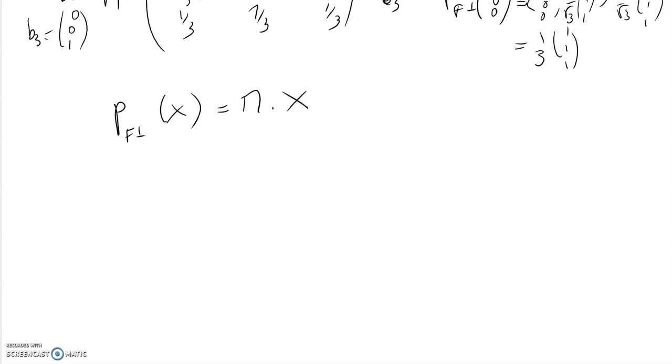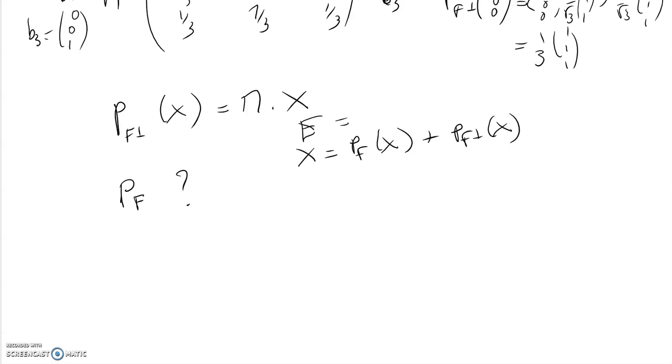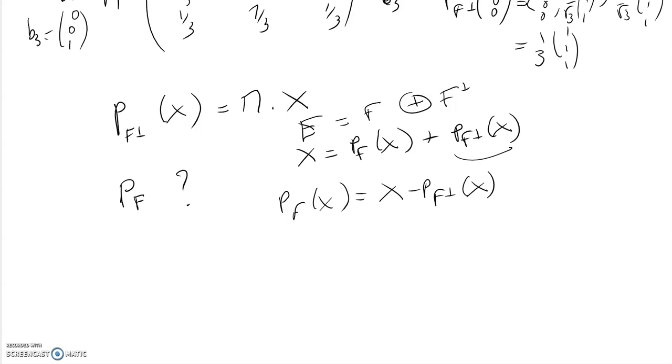Now, originally I was looking for the projection on F, not the projection on its orthogonal. What do I get? I'm using the fact that X can be written as the projection on F of X plus the projection on F orthogonal of X. That's the fact that the space E, in our case R3, is the direct sum of F plus F orthogonal. And so if I've got the projection on one of these, the other one, PF of X, is just going to be X minus PF orthogonal of X, which in terms of matrices can be rewritten as the identity minus the matrix representing PF orthogonal, which I've called M, times X.